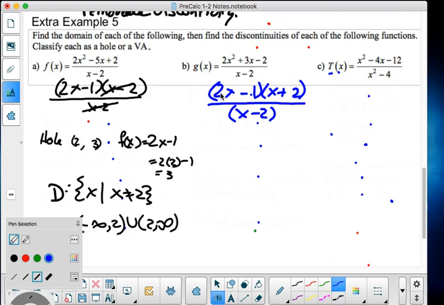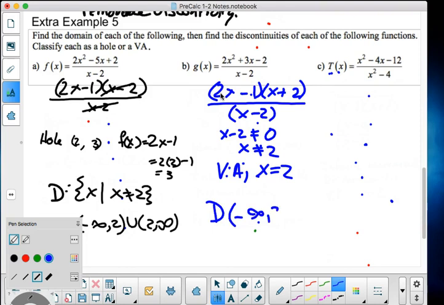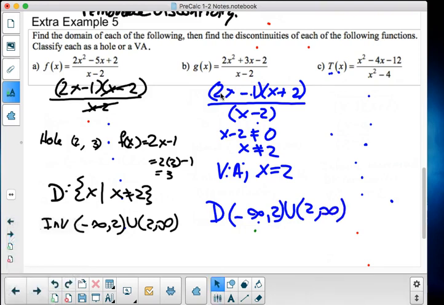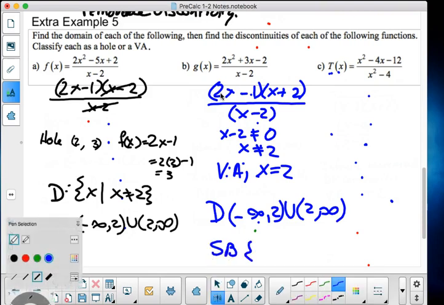So I have a VA set up when x minus 2 can't be 0, so at x equals 2. So I've got a vertical asymptote at x equals 2. Notice that's a vertical graph equation. And my domain goes from negative infinity to 2, and from 2 to infinity. Now, if I wanted to do it as set builder, keep in mind, set builder, x can't be 2.